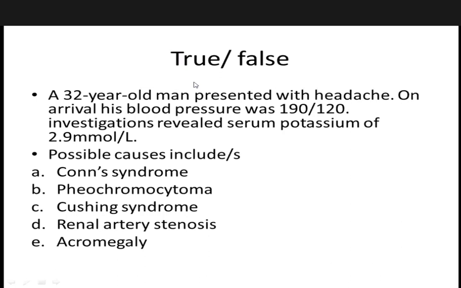So can this be due to Conn syndrome? Unlikely, isn't it? You cannot explain the elevated blood sugar, BMI and all that with Conn syndrome, right? Can this be due to hypothyroidism? Some features are there, but usually very high blood pressure is not noted in hypothyroidism, and you would not have hypokalemia. They can have a little bit of hyponatremia due to free water retention, right?